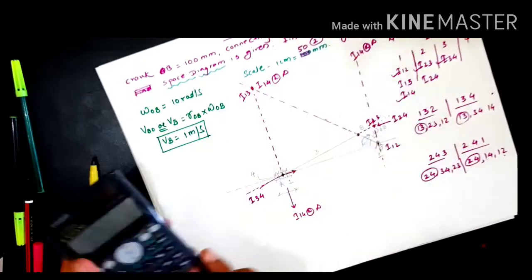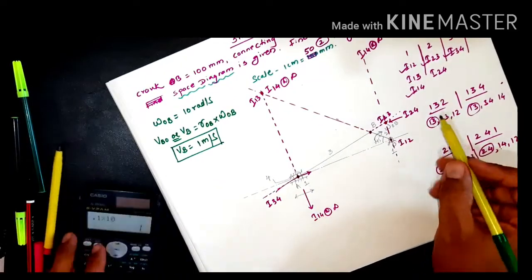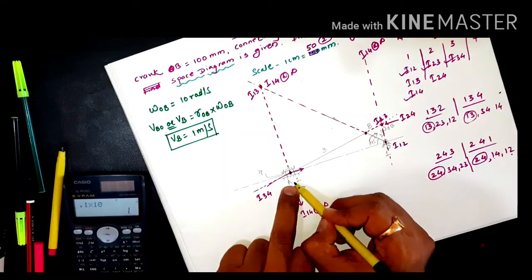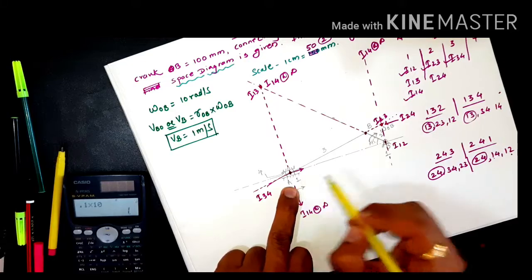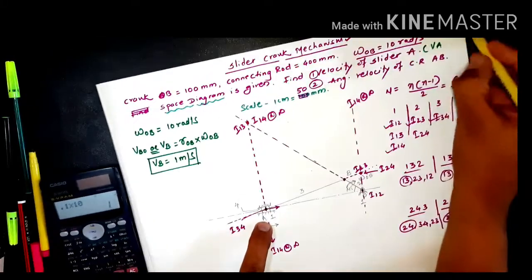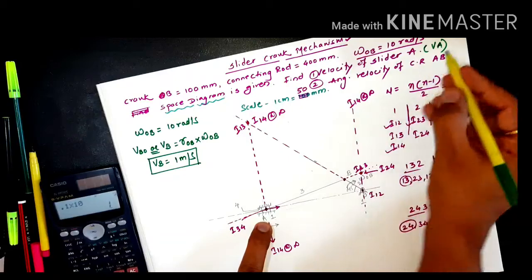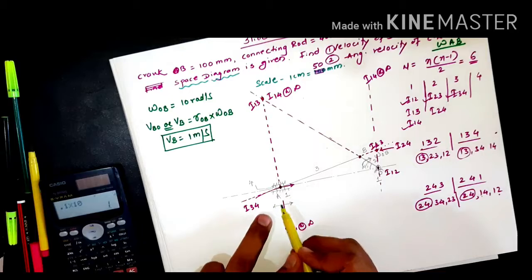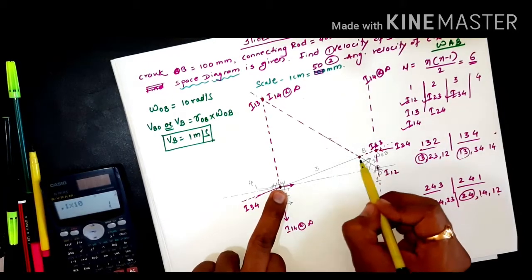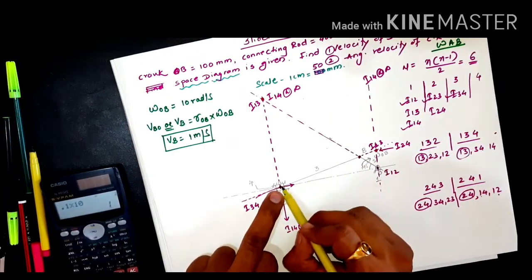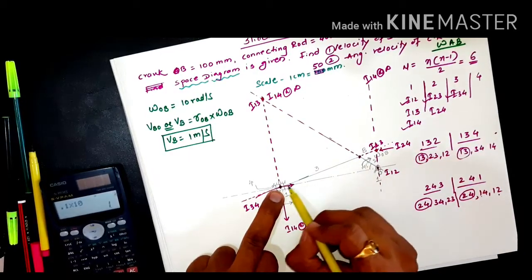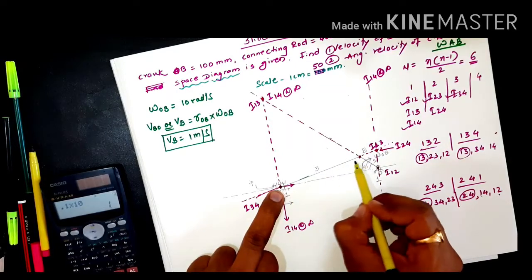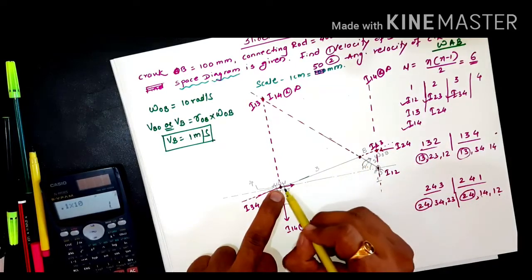We got the first entity. Now we have to find out the velocity of the slider. I want to calculate velocity of the slider, which means I have to calculate VA, and here I have to calculate omega AB. These two entities I have to calculate. Now to calculate VA, I must know the angular velocity of OB, and I can calculate it through this link AB.